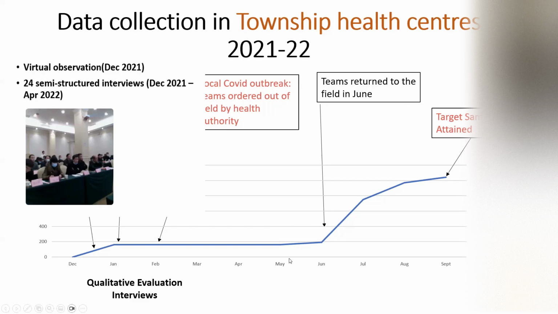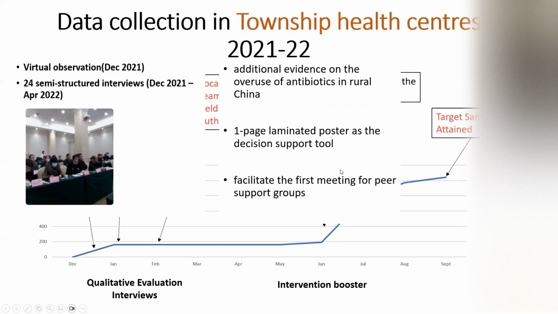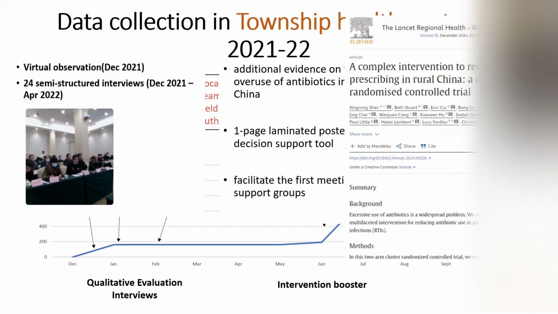Based on their feedback, we designed an intervention booster and delivered it in June 2022, which addressed the issues we found from the interviews. For example, we made a one-page laminated poster as the decision support tool instead of the computer-based one. Then we talked to a few more practitioners, and this time the feedback was really good and encouraging. They liked it and used it a lot more. Finally, we also analyzed the data collected by the trial, and the outcome is also very positive. The antibiotic prescribing rate in the intervention group was significantly lower than in the control arm. And we just got our outcome published.